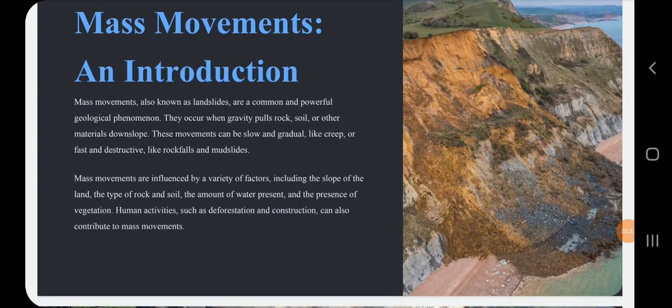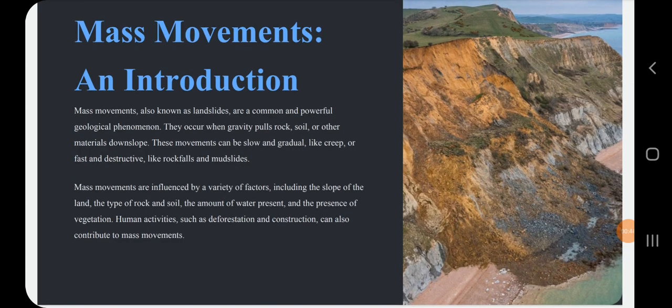Mass movements are influenced by a variety of factors including the slope of the land, the type of rock and soil, the amount of water present, and the presence of vegetation. Human activities such as deforestation and construction can also contribute to mass movement.